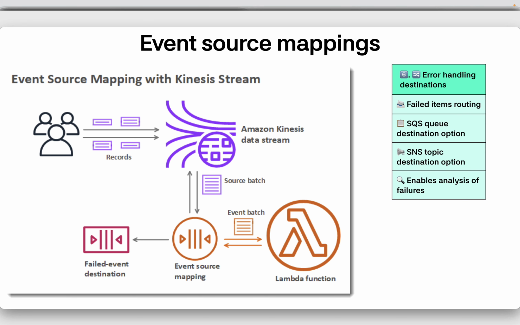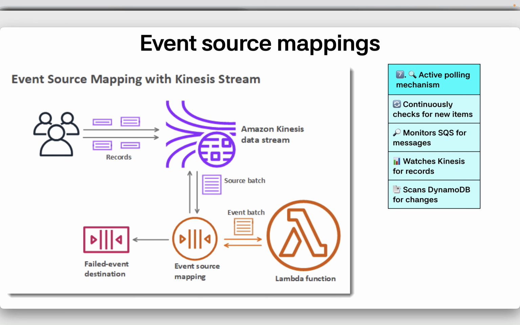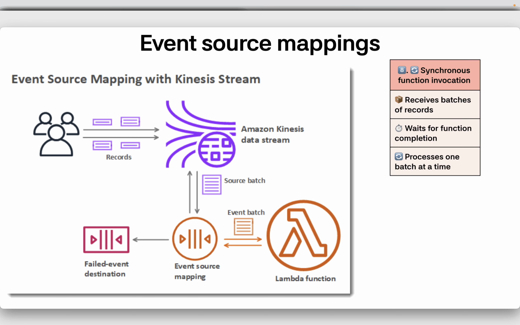Failed items or batches can be automatically sent to a designated destination like an SQS queue or SNS topic for error handling or analysis. For SQS, Kinesis, and DynamoDB streams, Lambda actively polls the source for new items. The Lambda function is invoked synchronously with each batch of records received from the event source mapping.